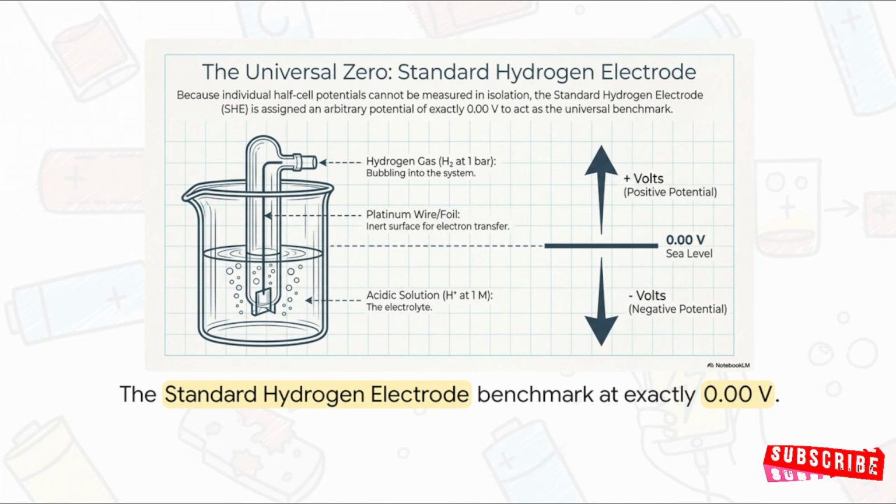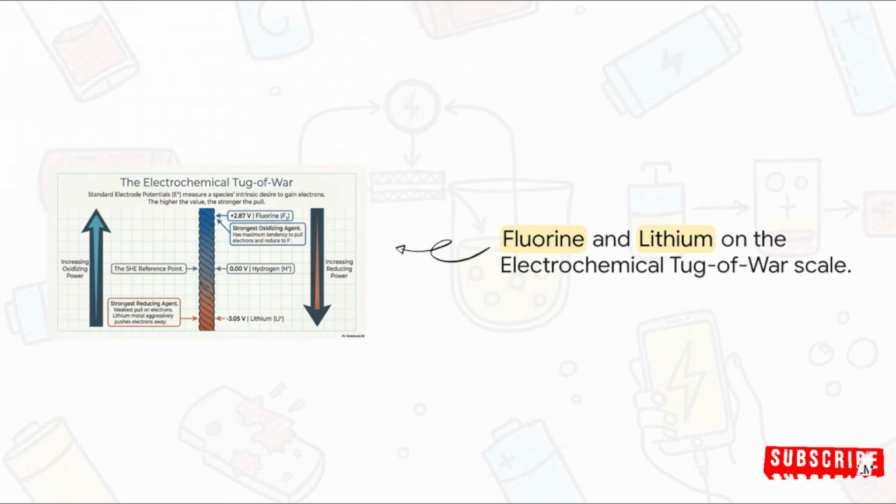So scientists brilliantly agreed on a universal benchmark, the standard hydrogen electrode, or SHE for short. They arbitrarily assigned it a potential of exactly 0.0 volts. Think of it kind of like sea level in geography. Every single other chemical reaction is measured by whether it sits above or below this electrical sea level. From that 0 point, standard electrode potentials reveal this massive elemental tug of war.